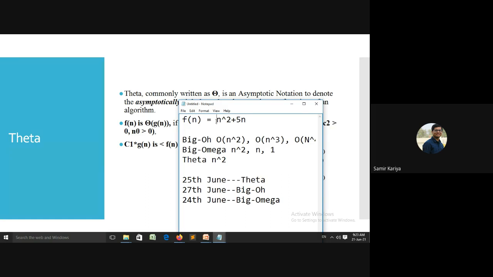So for the given function n square plus 5n, what is the exact answer for time complexity? We simply write n square. We cannot write n raised to 3. It's simply greater than. You cannot write only n here, because n is less than the given f of n. So what is equal? We have to find the equal one. So equal is only this one.